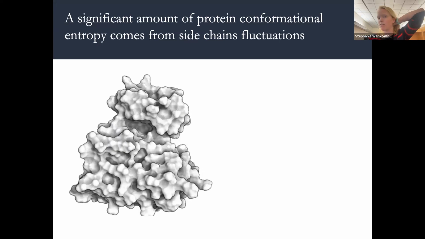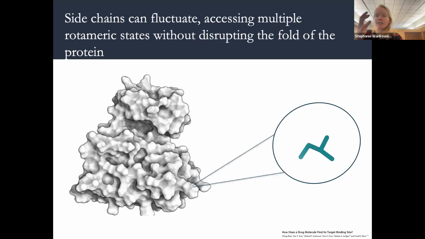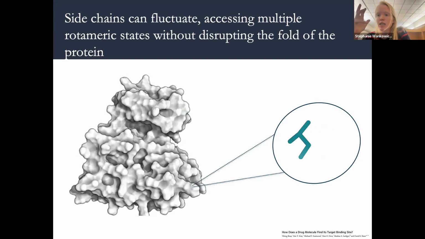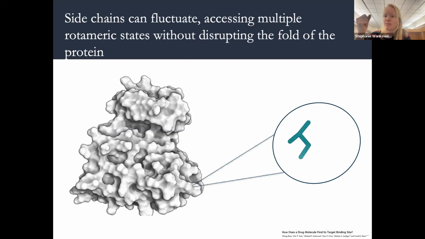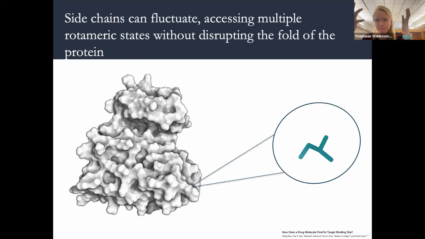And this information we know from NMR, but it is the fact that side chains tend to access multiple different states within a single fold. And so if you think about all of the different side chains across the protein and the fact that they're able to access many different states, the number of different combinations between the side chains contributes to the amount of entropy. This is contributing a significant amount of entropy.